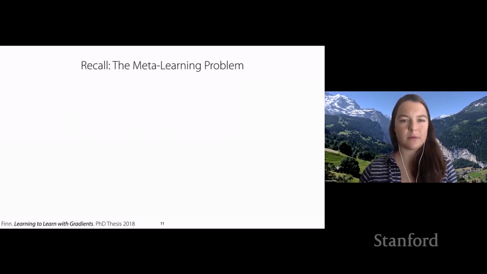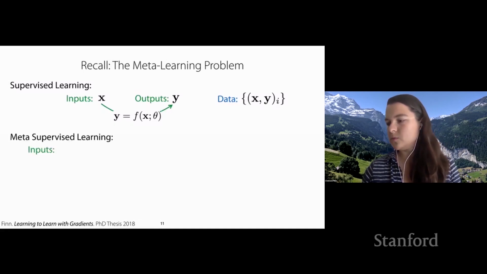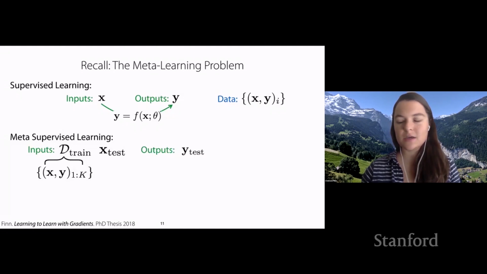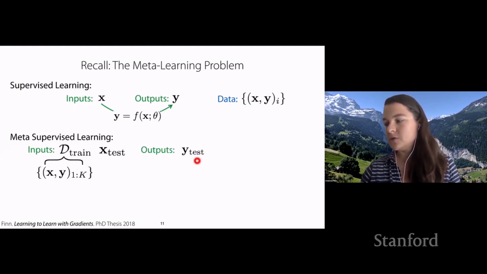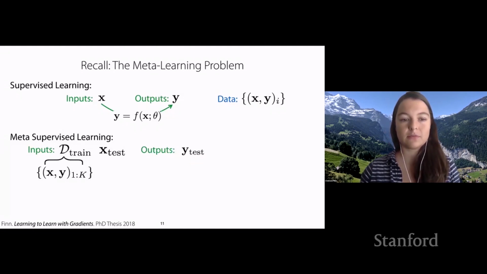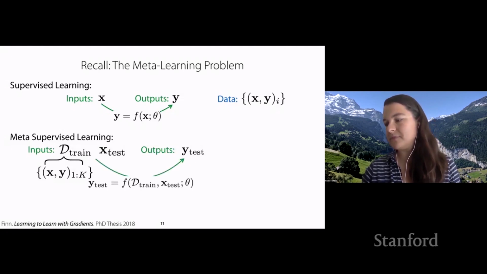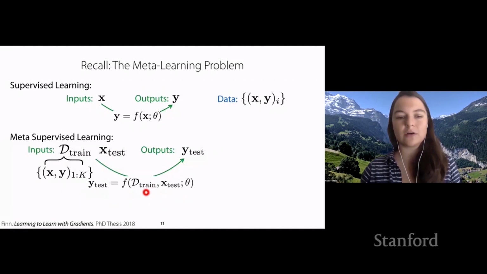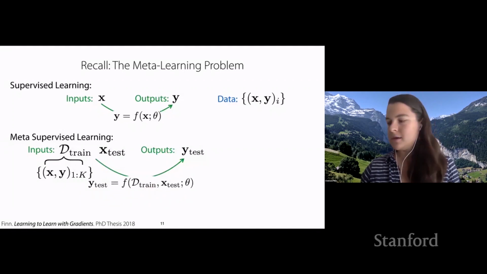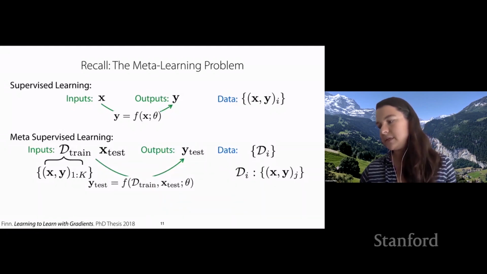Another view that we gave on the meta learning problem was one of mapping from a training data set and a test input to a corresponding prediction for that test input. So some sort of function or procedure that takes in the training set, takes as input the test input, and makes a prediction based on what it learned from the training set. And the way that this is learned is through a data set of data sets.